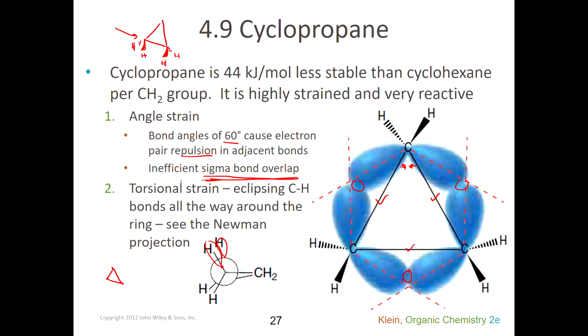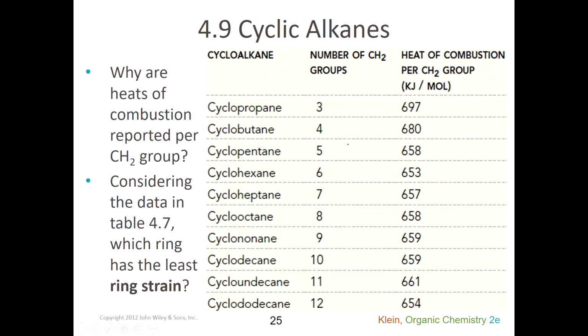So those two things, the angles and the sigma bonds not being stable, as well as the torsional strain, are mainly what contribute to the high potential energy or instability of the cyclopropane ring compared to other rings.